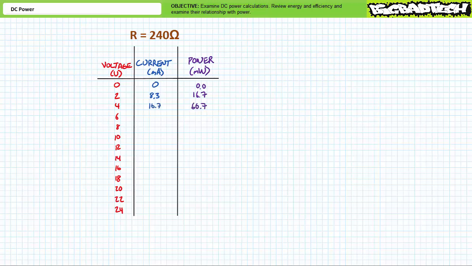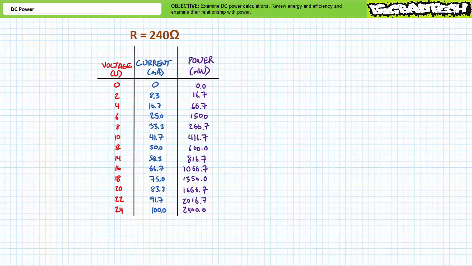If we step voltage up to 4 volts, an application of Ohm's law demonstrates we should expect 16.7 milliamperes of current and the resistor to dissipate 66.7 milliwatts of power. If we perform the same calculations in 2 volt increments, we should observe every increase in voltage to result in a proportional increase in current. Notice how the current at 4 volts is twice that observed at 2 volts. If we step voltage up to 8 volts, the current at 8 volts is twice that observed at 4 volts. If we step voltage up again to 24 volts, the current at 24 volts is 3 times that observed at 8 volts.